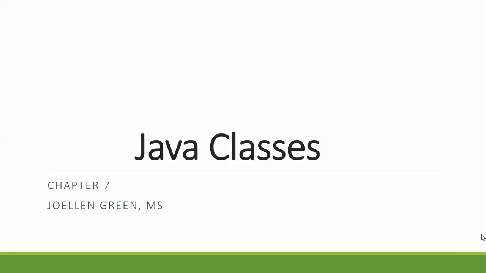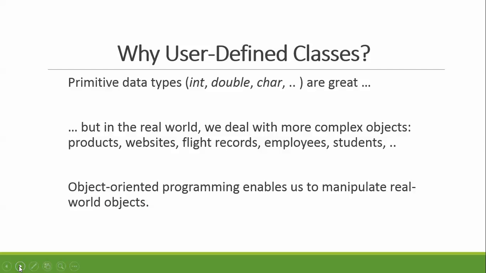This is week 4, the week on Java classes. We're going to discuss chapter 7. In the past, all we've used are integers, doubles, characters, and strings for the different data types. But that does not give us enough information.